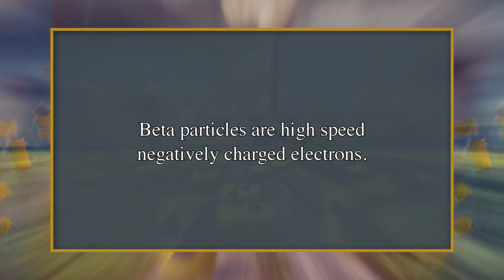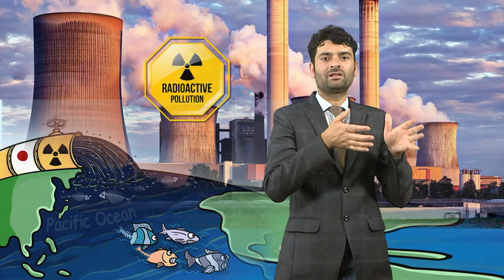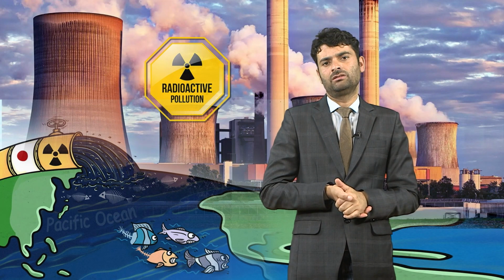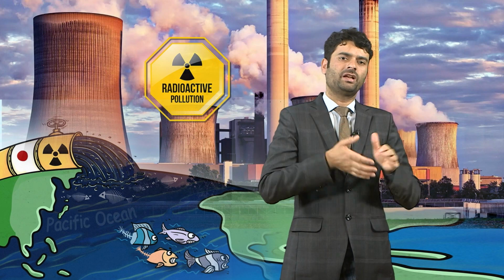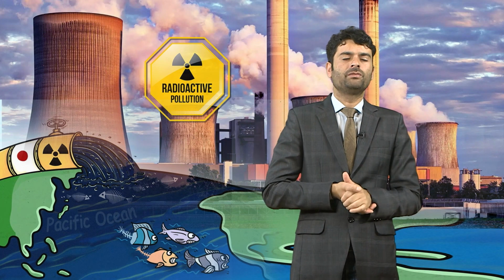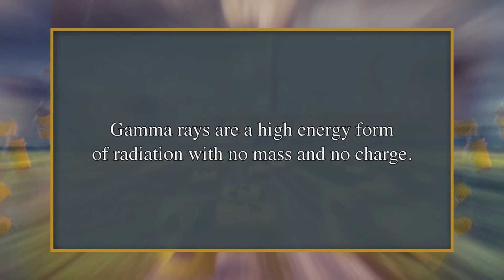Similarly, beta particles are high speed negatively charged electrons. Beta radiation is somewhat less ionizing, but somewhat more penetrating as well. These beta particles can penetrate through skin, while they can be blocked by some pieces of glass and metal as well. Gamma rays are a high energy form of radiation with no mass and no charge.